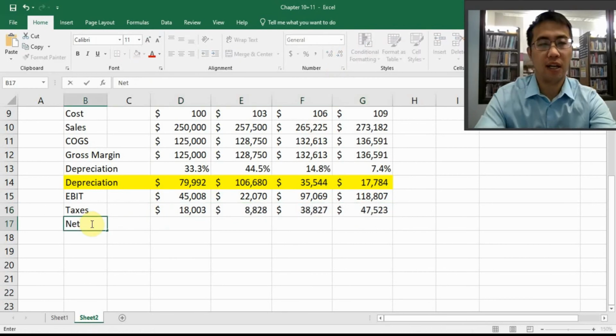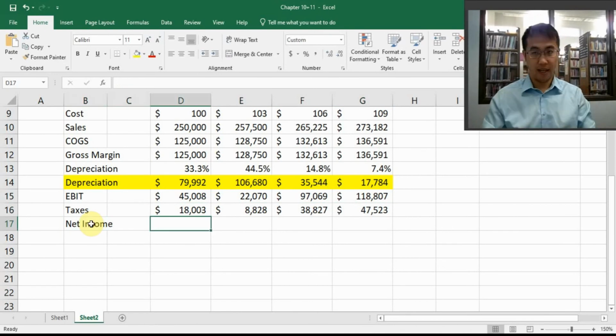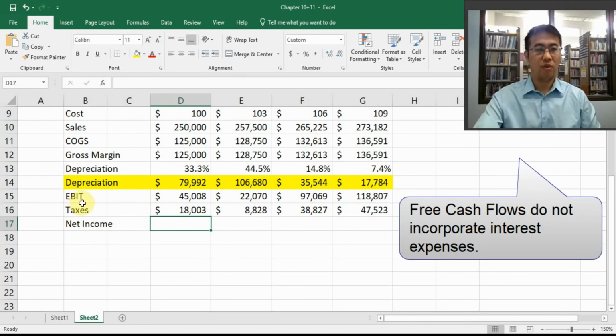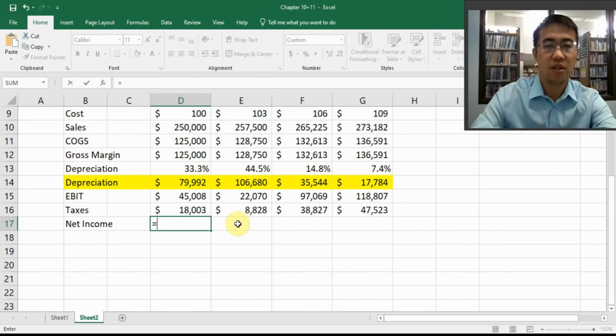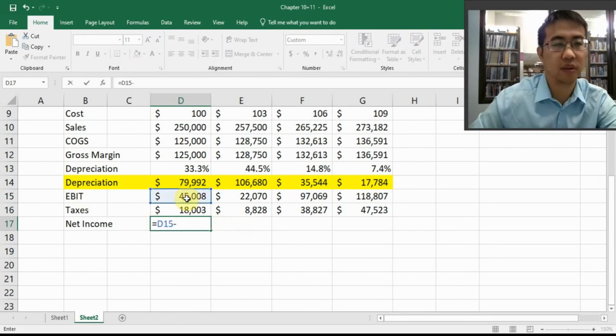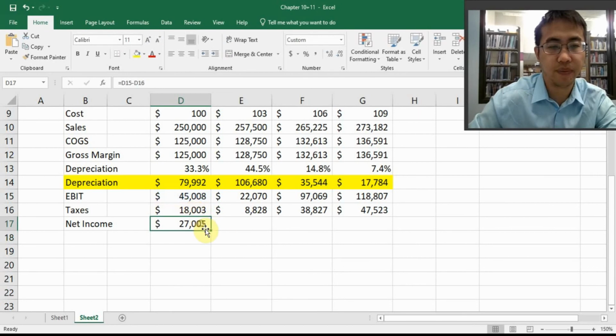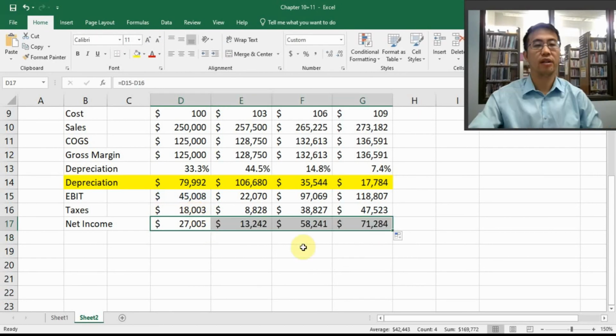The next one would be net income. You see, this net income is different from net income on the income statement because it does not incorporate interest. Well, after you get the operating income, you should deduct the interest in your income statement. But if we are analyzing free cash flow, interest is not part of the free cash flow. We do not consider that. Okay, so just to do the deduction here, net income, and then drag it.